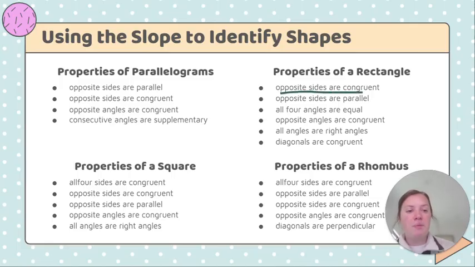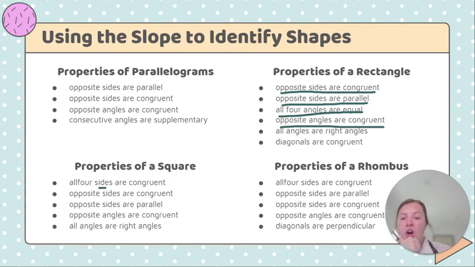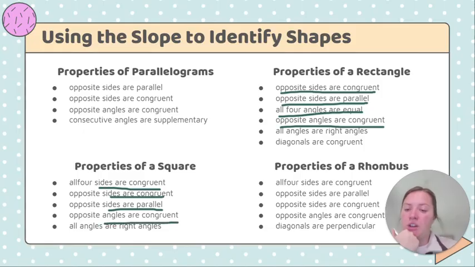Rectangles: opposite sides are congruent, opposite sides are parallel, and all four angles are equal. And then squares, remember, all sides are congruent, opposite sides are parallel. Opposite sides are congruent because all four are congruent, and opposite angles are congruent. So there are certain properties that we can work with.